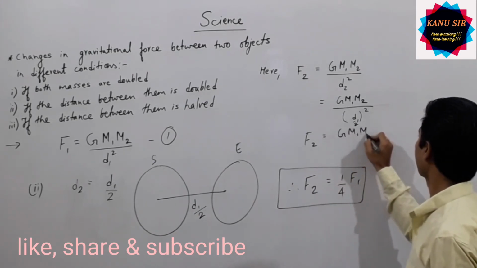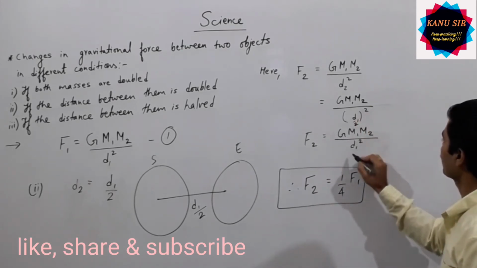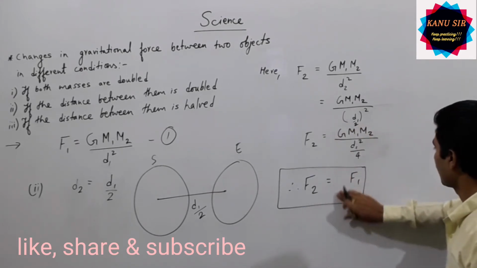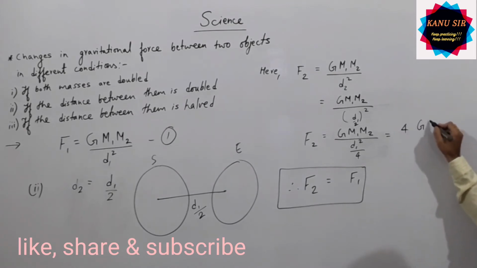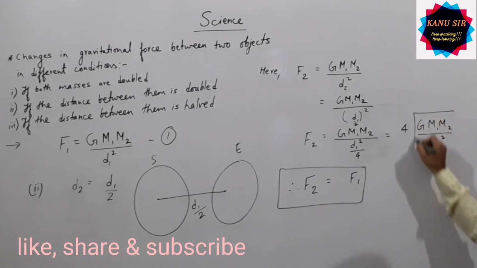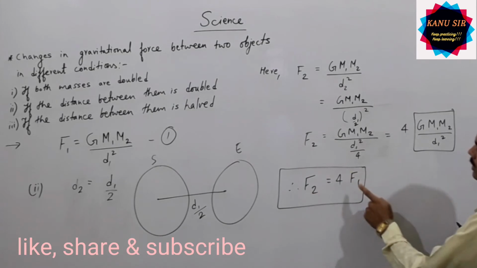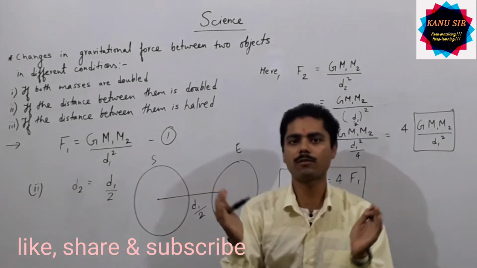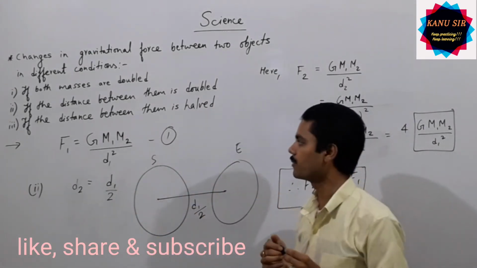G m1 m2 upon d1 square will get d1 square, and the square of 2 you will get 4. This 4 will go upwards and we get the new condition 4G m1 m2 upon d1 square. It means the new force F2 is 4 times the previous force if the distance between the two heavenly objects or any two objects is half, or they are coming closer than the previous distance.